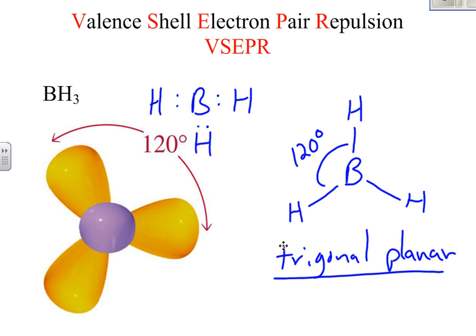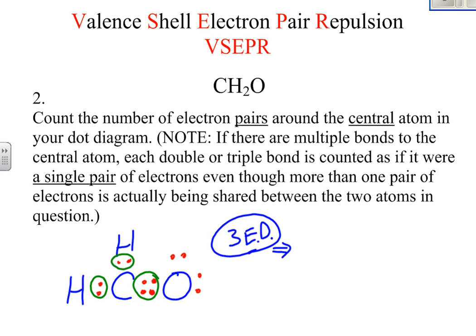So that's our trigonal planar shape. We're going to go ahead and draw that then for this molecule. So we'll put carbon here, and it doesn't really matter where we put things. I like to be a little symmetrical. So I'm going to put the double bond O over here, and then the hydrogens here and here. Our bond angle, 120 degrees, and we would call this trigonal planar.